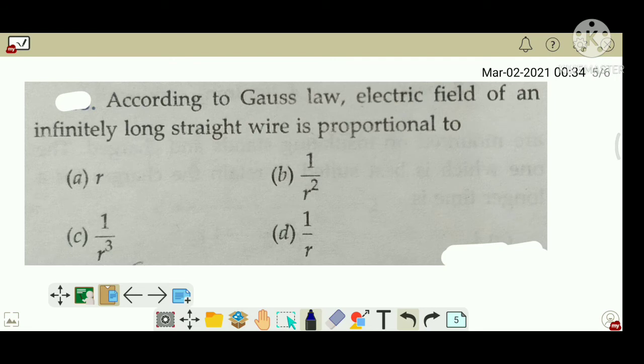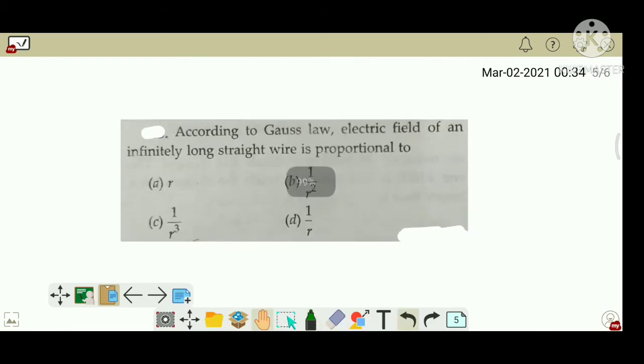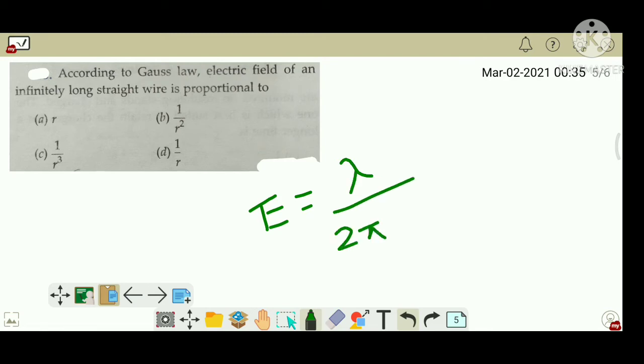we have, according to Gauss law, the electric field of an infinitely long straight wire is proportional to what? Okay, so I can give you the formula here. The formula of the electric field of an infinitely long straight wire is E is equal to lambda divided by 2 pi epsilon naught r.